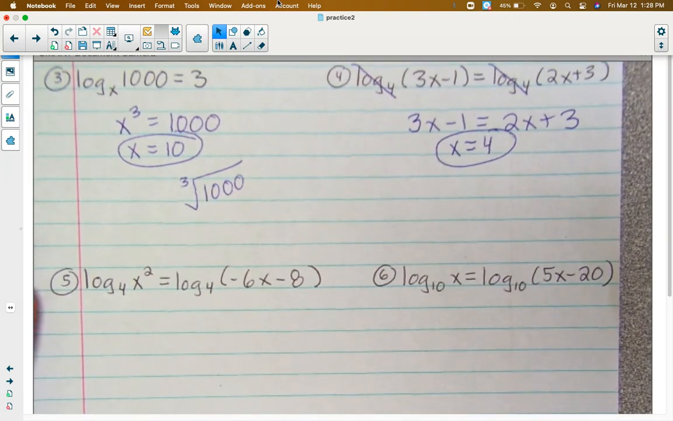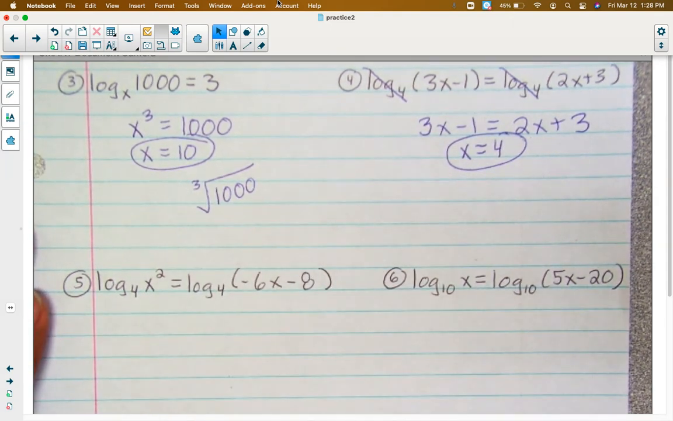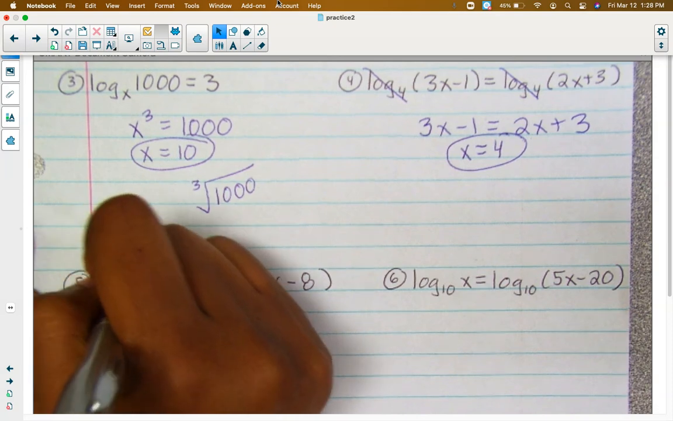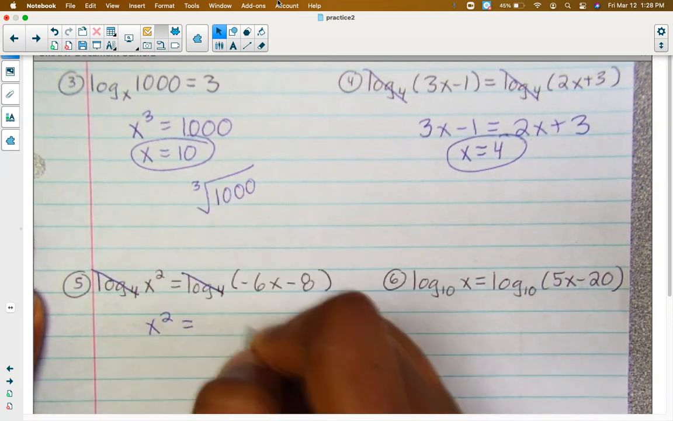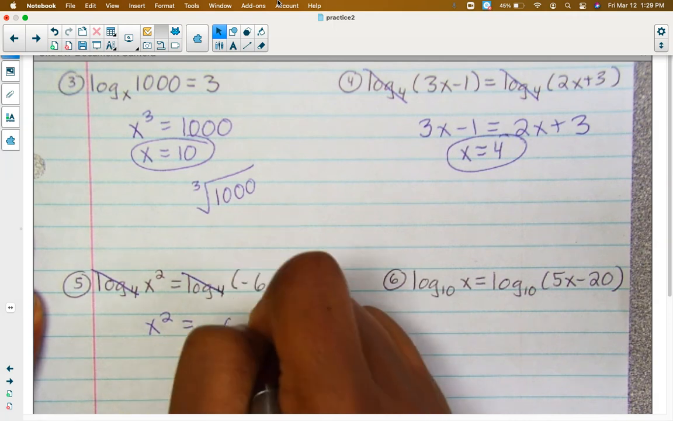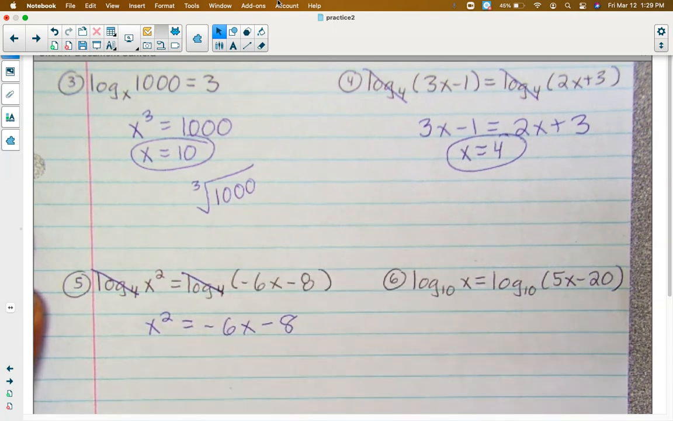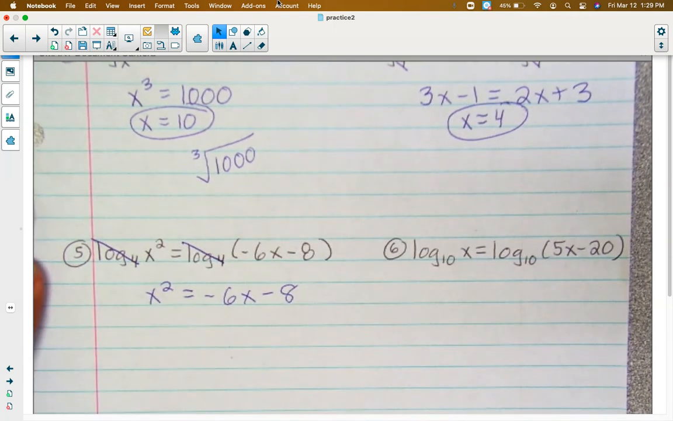I got 2 more for us to take a look at. Number 5, they're both log 4s, so that's good. So they're going to cancel out. And we're left with x squared equals negative 6x minus 8. Now, this is a quadratic equation. We got lots of different ways to solve a quadratic equation from earlier in the semester.